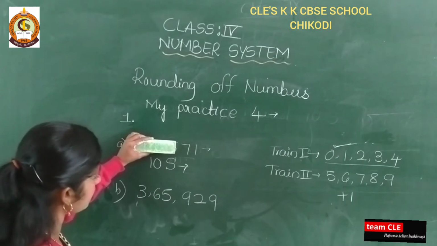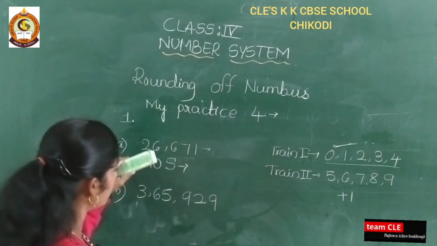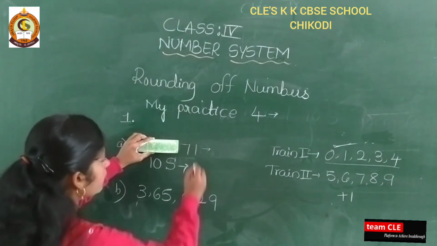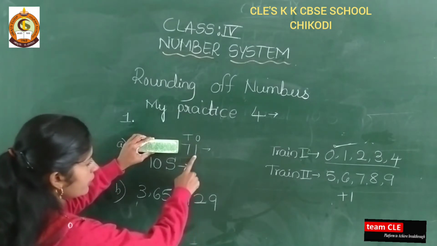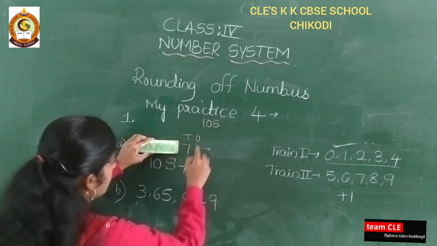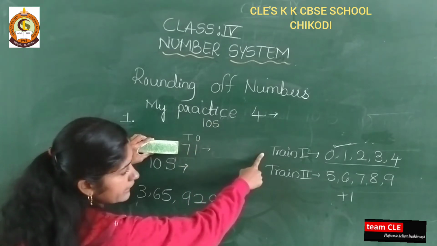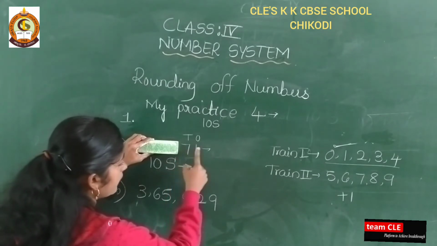Nearest tens is there, means you just see 26,671 is there. But you just see what? Ones and tens is there. So here if nearest tens is there, means 1. 1 will come in tray number 1. Okay, then there is no need to add here 1. Write as it is.